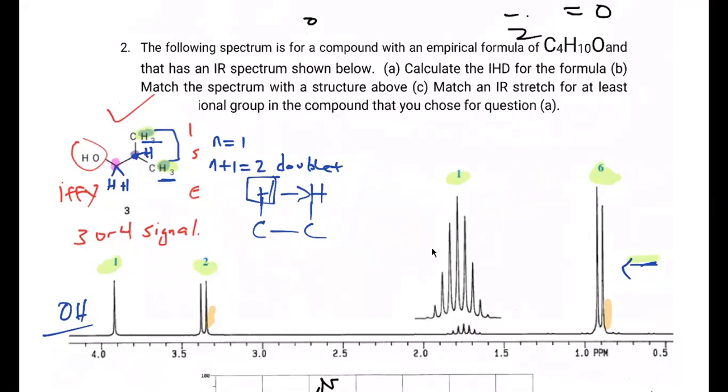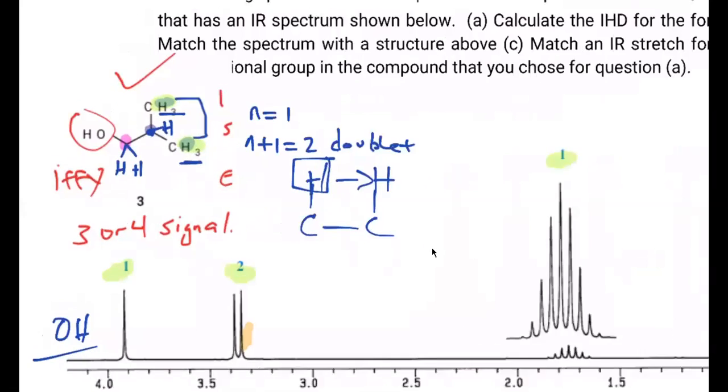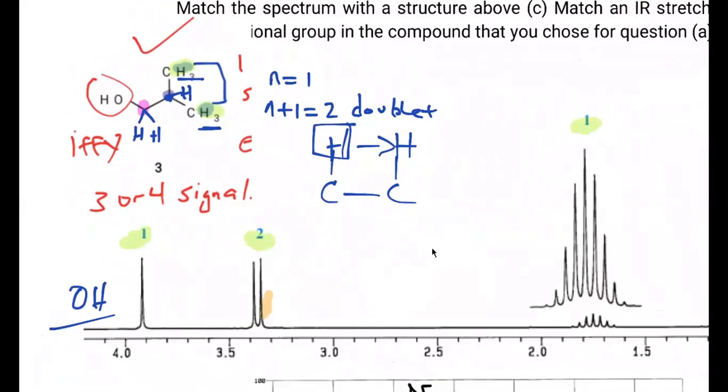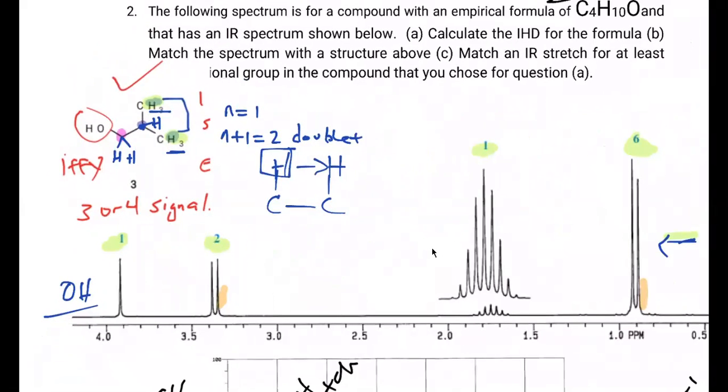All right, so the OH, we'll skip that because it doesn't couple. Remember I said that before, the OH doesn't split. What about the CH2 that's adjacent to the OH? What signal do you think that is? You only got 2 signals left to choose from. So that CH2 is not going to split with the OH. The hydrogen that's on oxygen is not considered a neighbor.